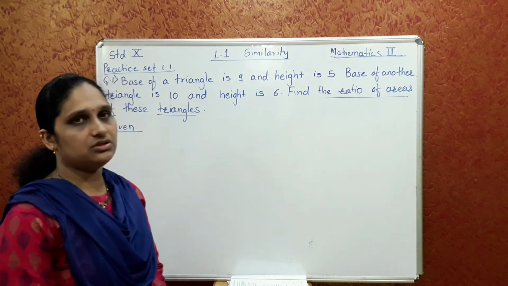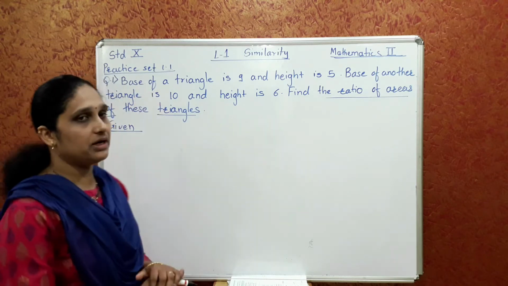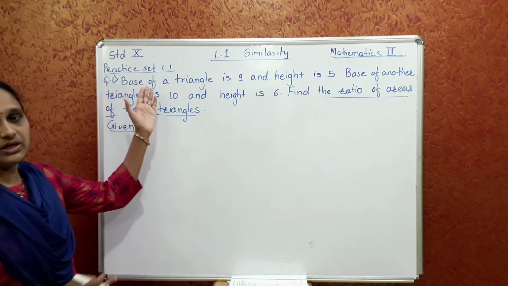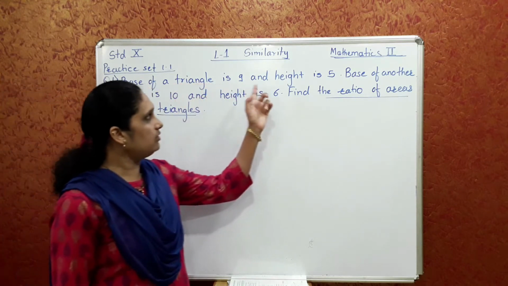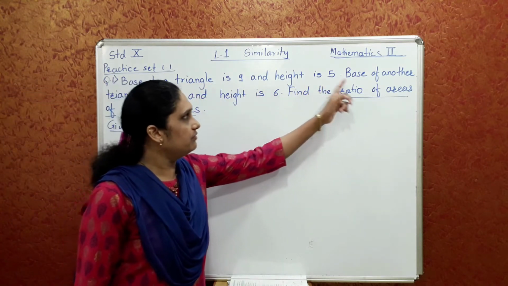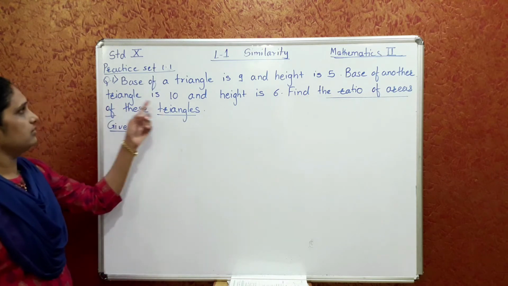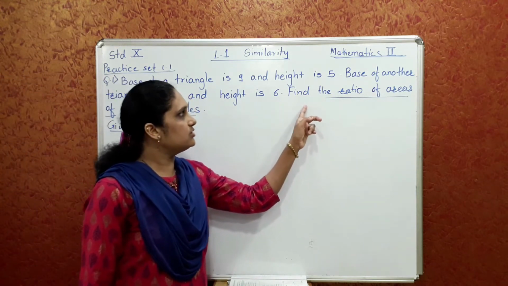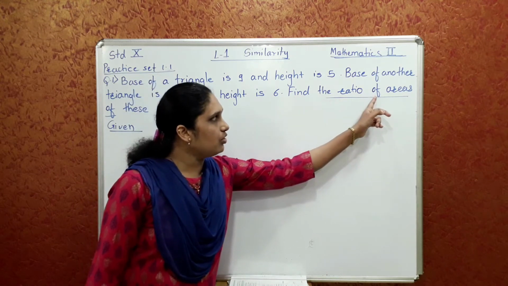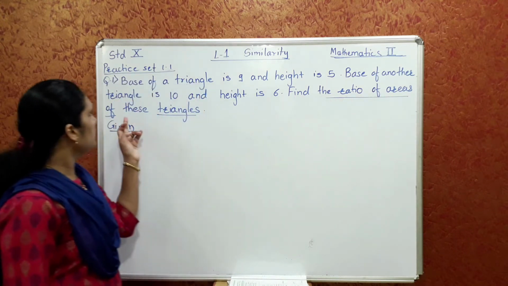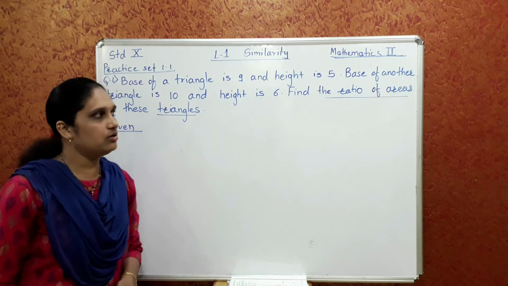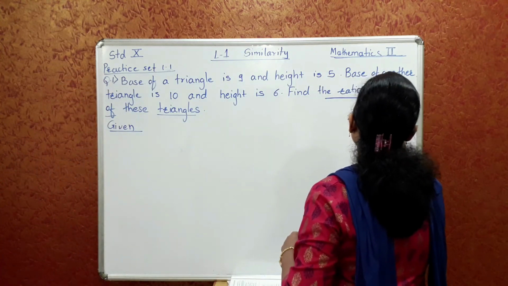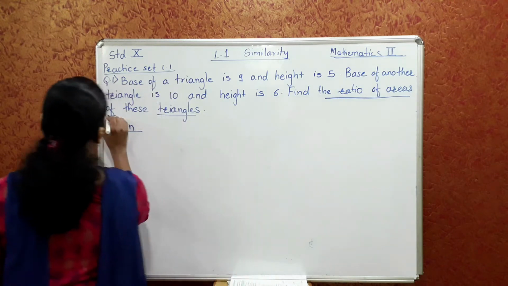See students, the first sum from practice set 1.1 is: the base of a triangle is 9 and height is 5. The base of another triangle is 10 and height is 6. And the question given is, find the ratio of the areas of these triangles. So here, what is the question given? The question is the ratio of the areas of the triangles.